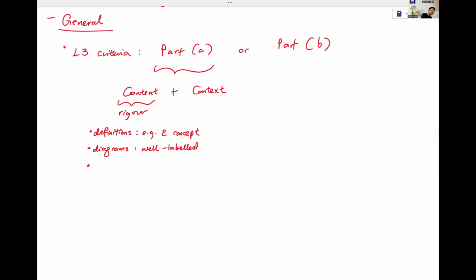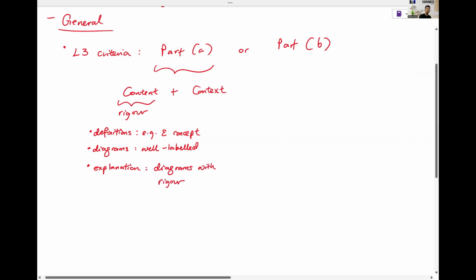Okay? And this part, I will just call it explanation. If I leave it as explanation, it's not helping much. It's so broad. So what exactly is explanation? Please make sure you explain your diagrams with rigor. Okay? So explaining diagrams with rigor, what does it mean? Okay?